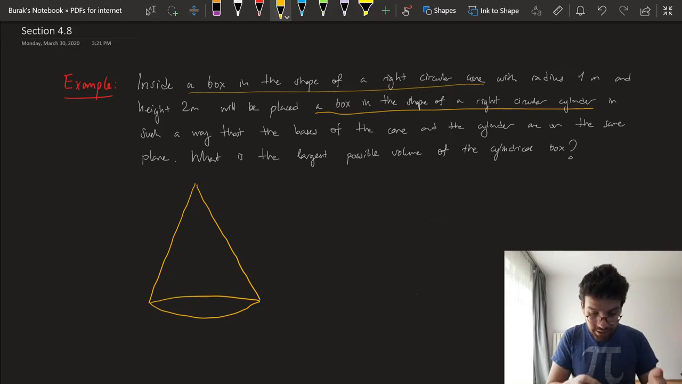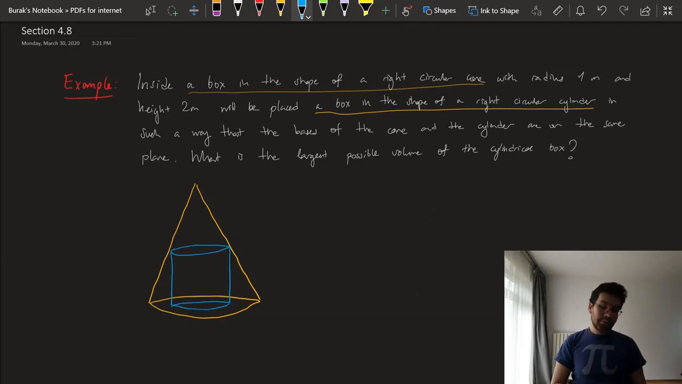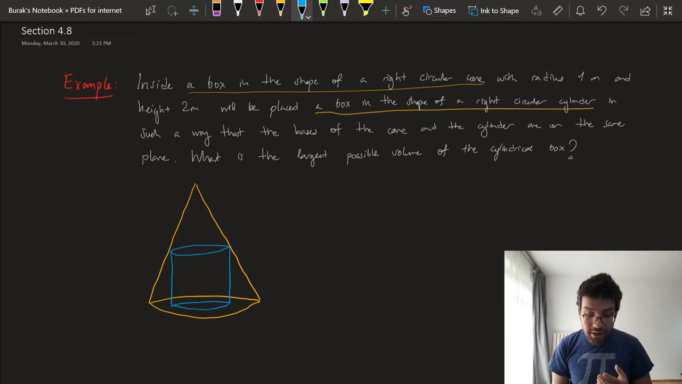I mean, we have a box in this shape, and inside this we will place a box in the shape of a right circular cylinder in such a way that the bases of these guys are on the same plane. So inside this, we are trying to place a right circular cylinder. Okay. Now we're asked to find the largest possible volume of this cylindrical box.